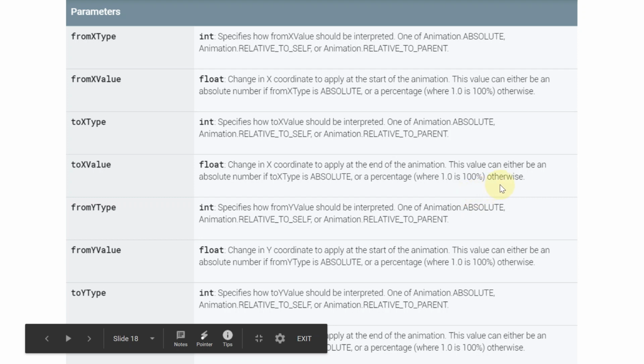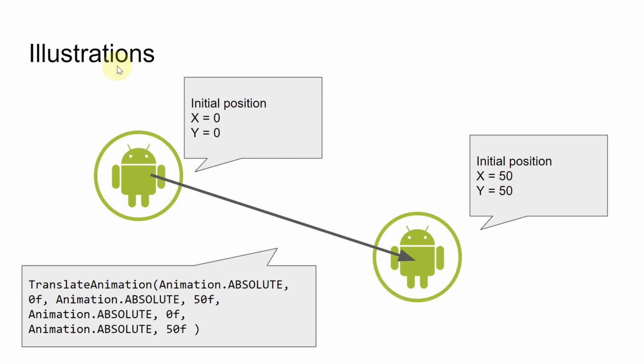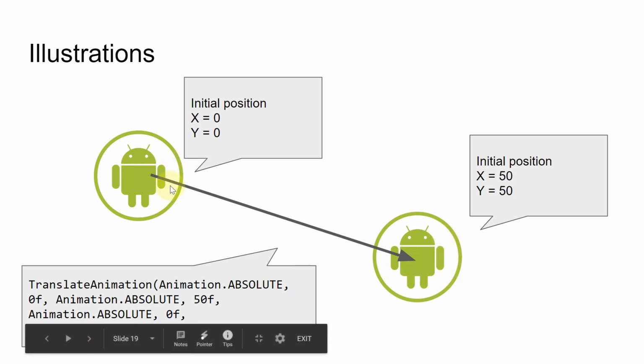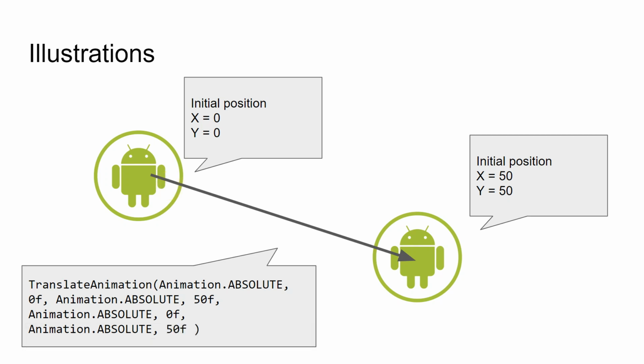To make it a bit clearer, I'm going to give you an illustration. Let's say I want to move this logo from the 0,0 position to the 50,50 position. In this case, first thing first, you have to determine what kind of positioning type you want to use. Of course we are going to use animation absolute, because it simply moves from one coordinate to another coordinate, and it reflects the screen coordinates. So we just write translate animation from animation absolute 0f to animation absolute 50f.